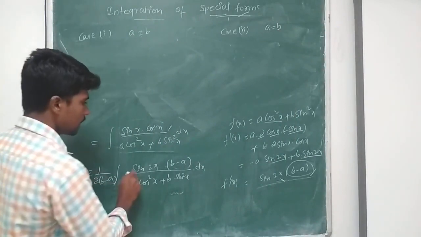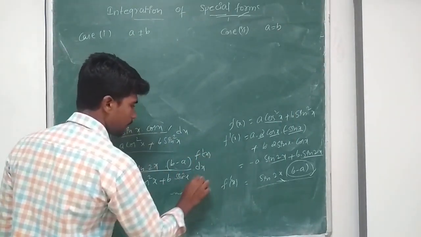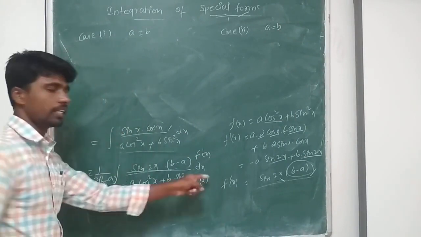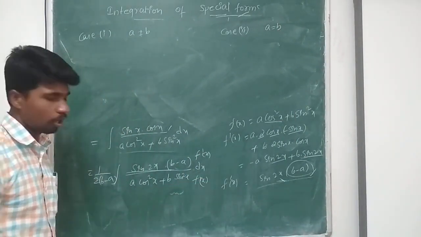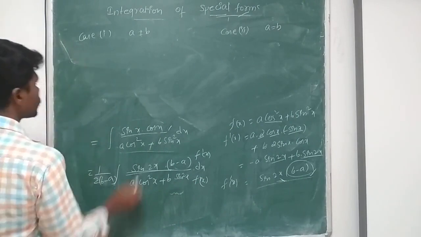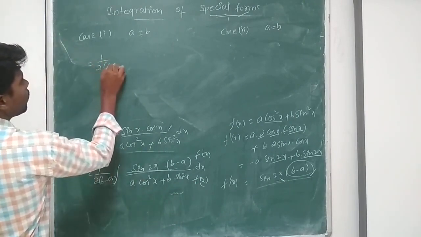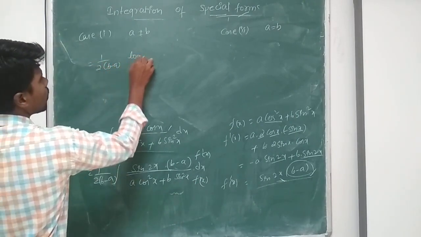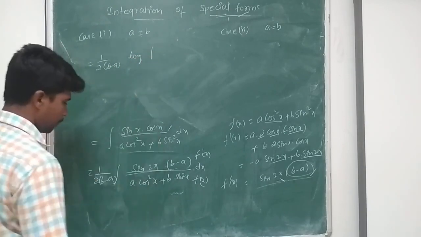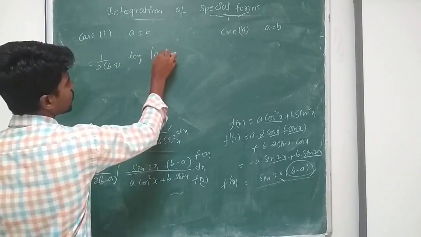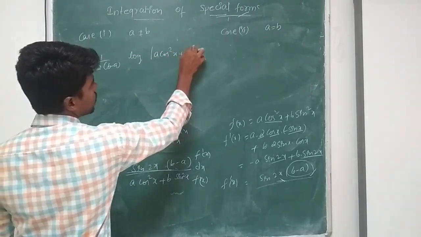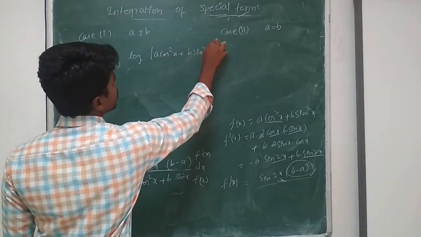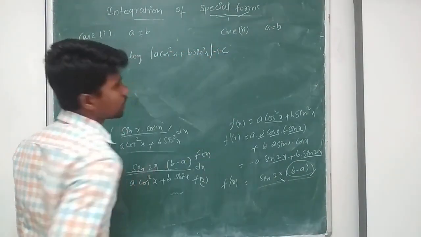What is the answer? This is in the form f dash of x by f of x dx, which is nothing but equal to log modulus f of x. So my answer is 1 by 2 into b minus a, log modulus of f of x. What is f of x? a cos square x plus b sin square x, plus a constant c.